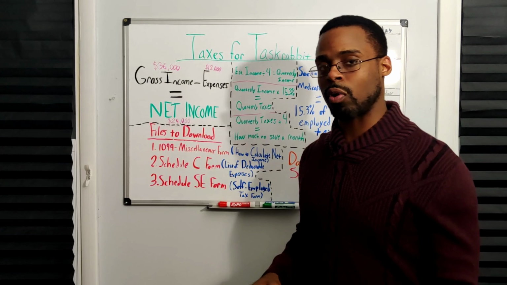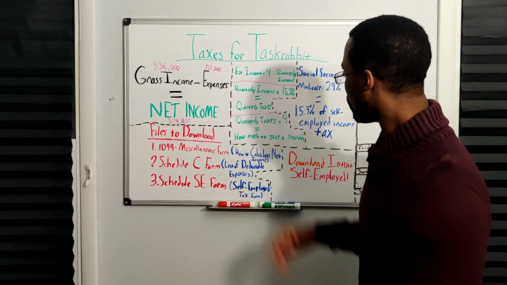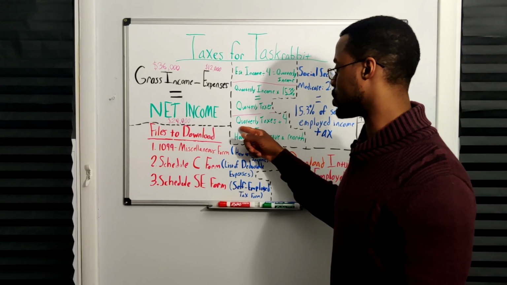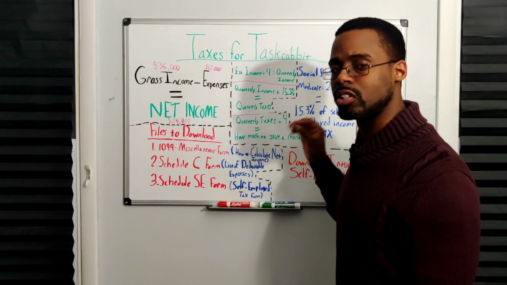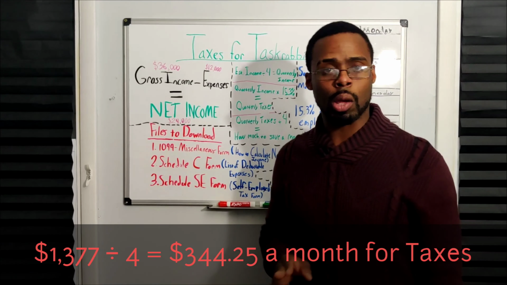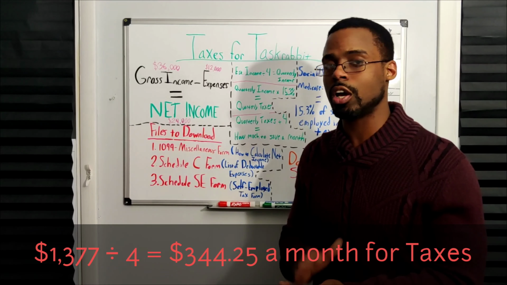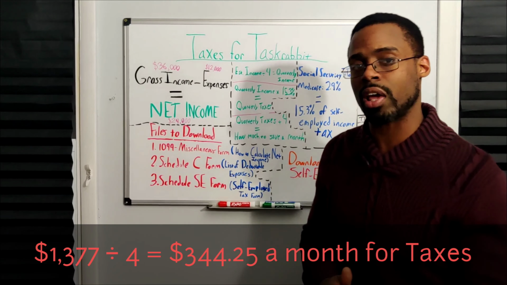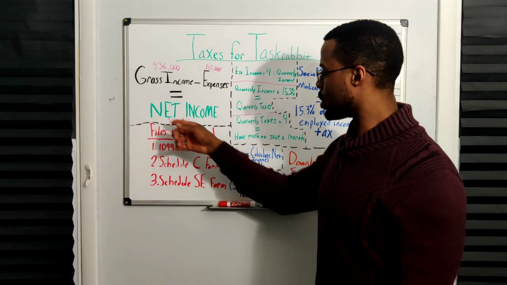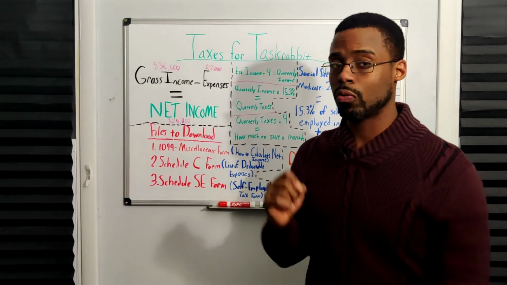To take that further, to figure out exactly how much money you need to save every month, basically, you're going to want to take the amount that you got for your quarterly taxes, which was $1,377, and you divide that by 4. So once you divide that by 4, you come out with a total of $344.25 that you need to save every month for your taxes. Using this same formula, you can do the net income as well, and you will come out to how much you owe for the year.